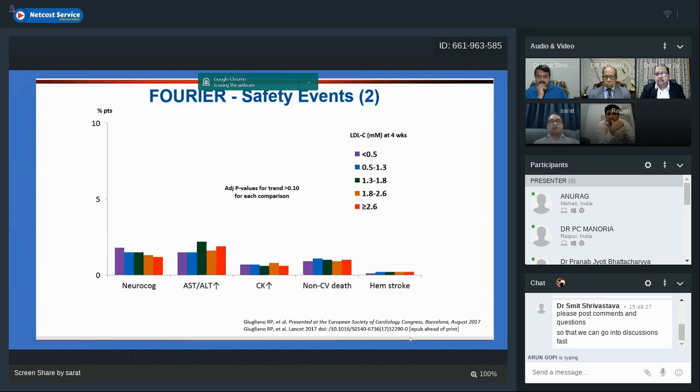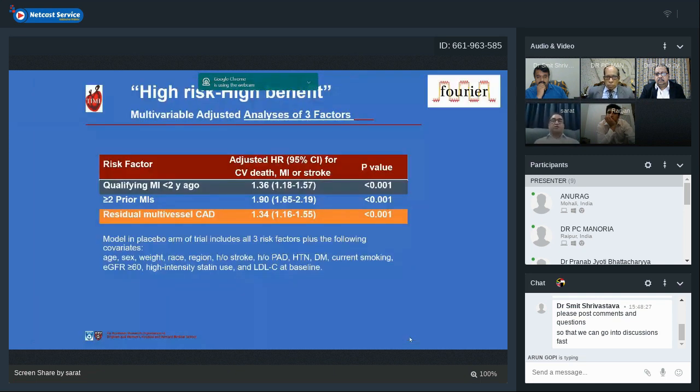Once again, here, neurocognitive dysfunction. None of our earlier fears have been proven, and there is no increase in hemorrhagic stroke, also important. Okay, so we know that these are safe agents, and you can see here a dissection of the data further. Those who have residual multivessel CAD, more than 2 prior myocardial infarctions, qualifying MI more than 2 years ago, and all of them, the p value is significant, and all the subsets have benefited from using evolocumab.